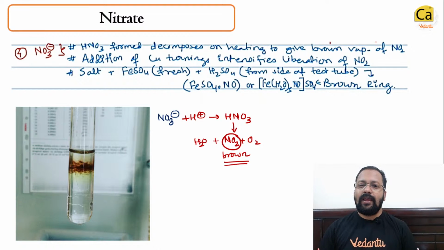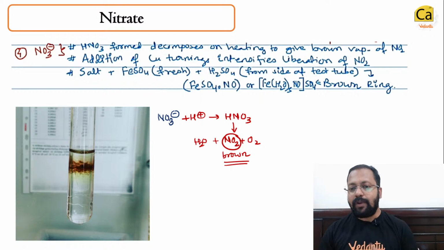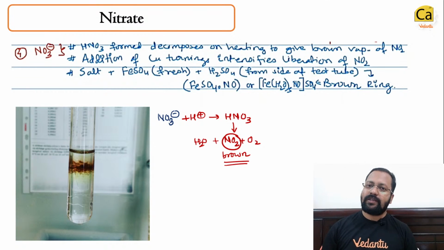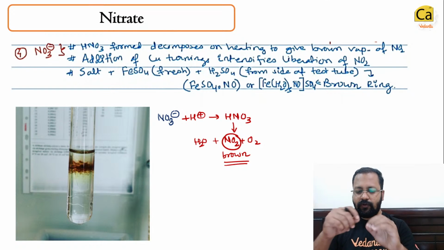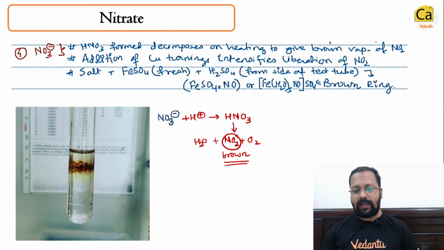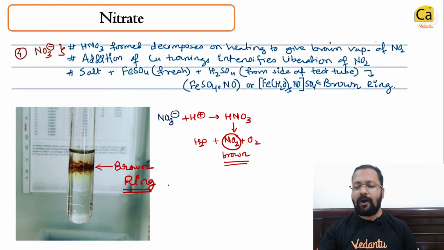Okay? The third reaction, which is the most interesting one, is known as the brown ring test. In the brown ring test, we take the salt solution and add FeSO4, freshly prepared, and we add H2SO4 from the side of the test tube very, very slowly. At the junction of these two liquids, you will see a brown ring getting formed.